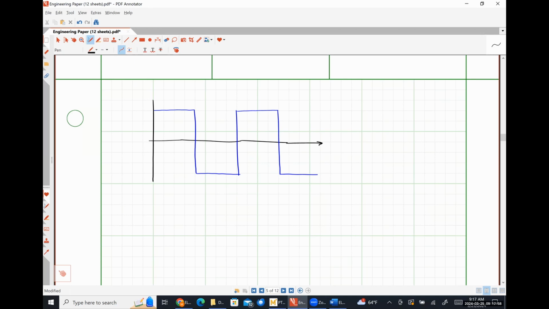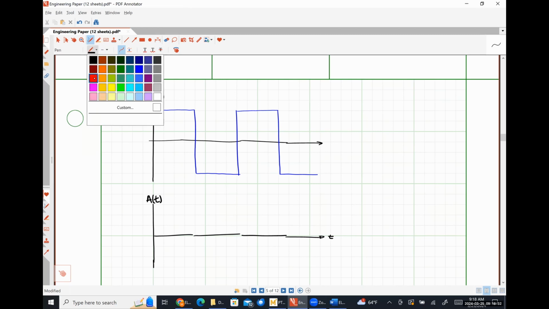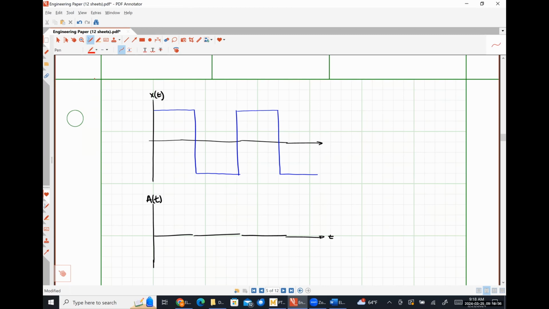So let's say that I'm starting, let me do it over here. So this is x of t. I'm going to call this a of t, where a of t is just the area under the curve x of t as a function of time. So when t is equal to 0, the area under my curve is 0. When I move out a little bit, the area under my curve is going to be positive. And when I keep on trucking, I'm going to have a curve like this.